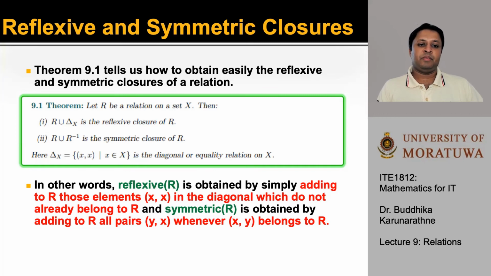So in other words, reflexive(R) is obtained by simply adding to R those elements (x, x) in the diagonal which do not already belong to R. And symmetric(R) is obtained by similarly adding to R all pairs (y, x) whenever (x, y) belongs to R. So that's how you fulfill the conditions for reflexive or symmetric closures.